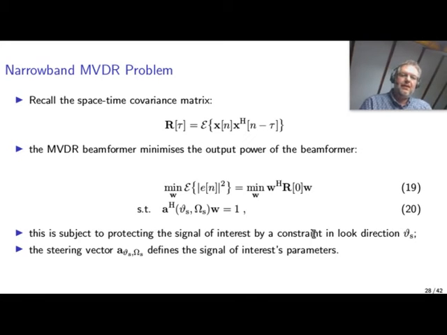These are based on the previous definition of our space-time covariance matrix, but since we have a narrowband problem, we only need the zero lag component of that space-time covariance matrix, and the output power is now given by a function of these filter coefficients W and our instantaneous space-time covariance matrix R of 0. The constraint that we require now uses this narrowband steering vector that I mentioned before, containing phase shifts, which we multiply against our weight vector W. And this inner product should have a value of 1. So this gives us the distortionless response part of the MVDR problem.